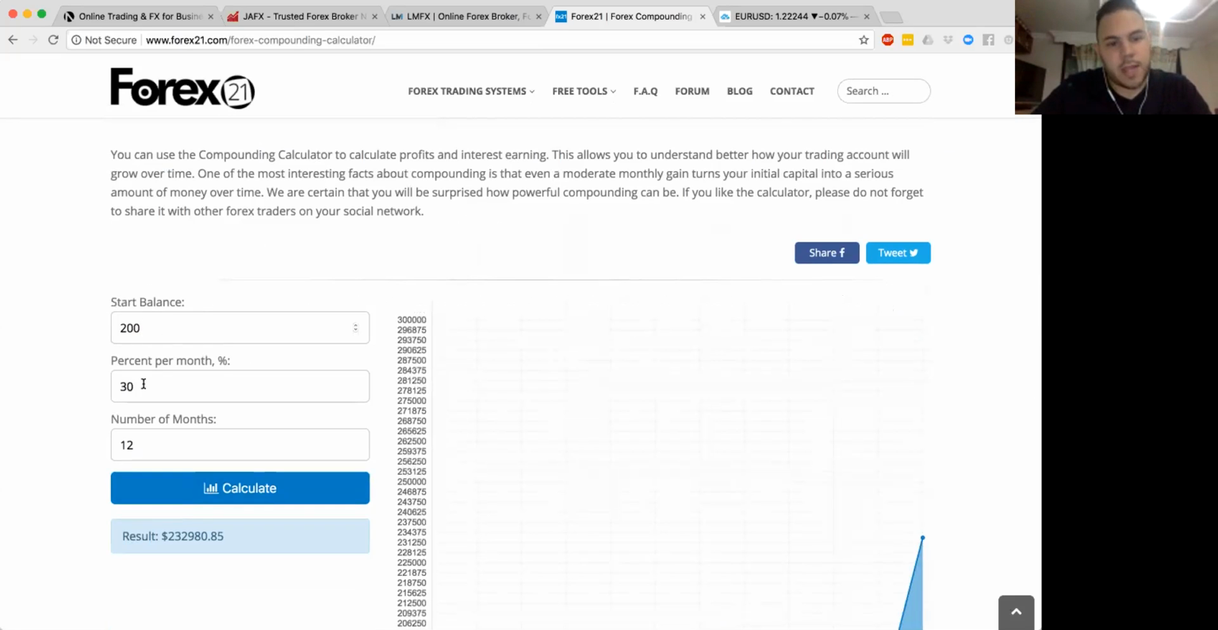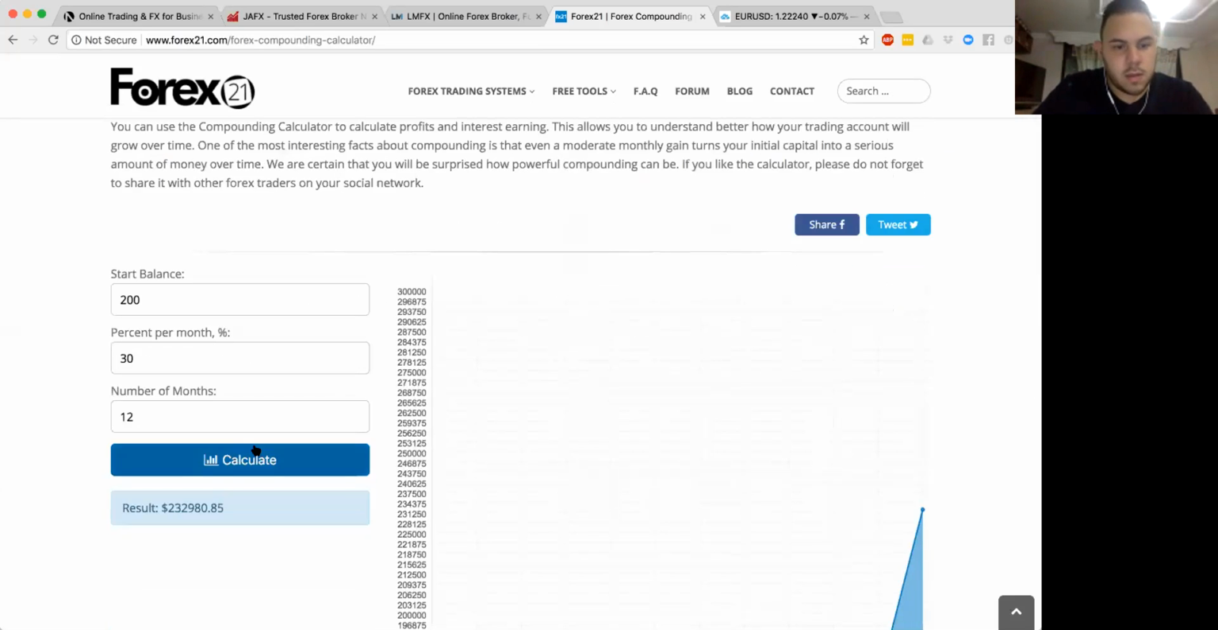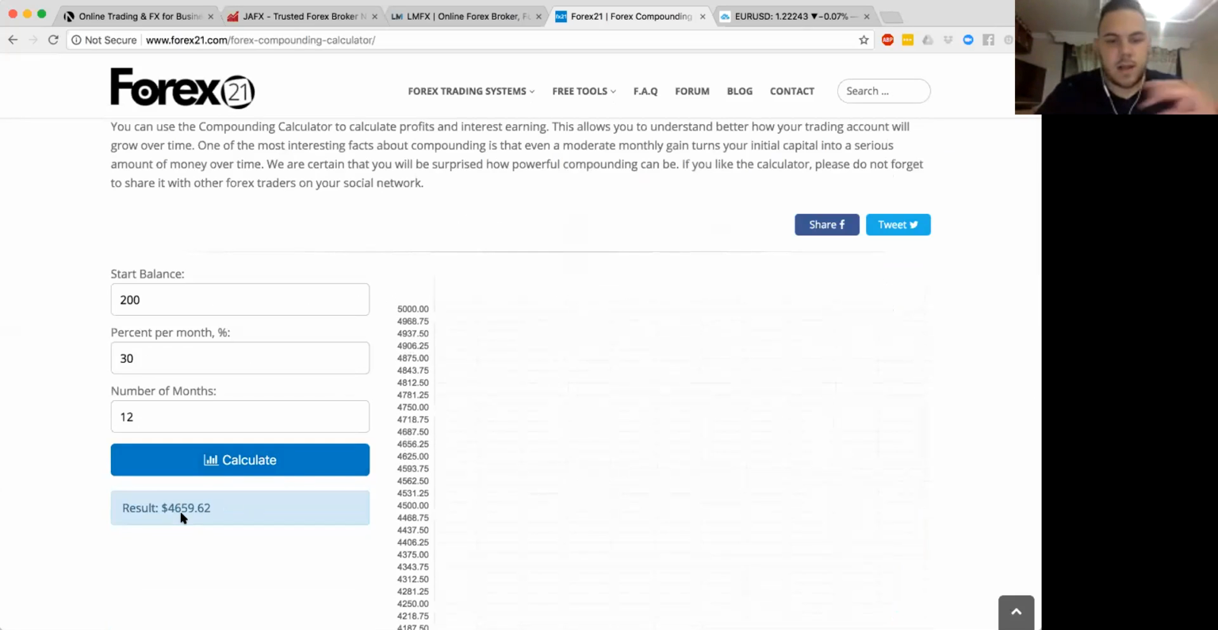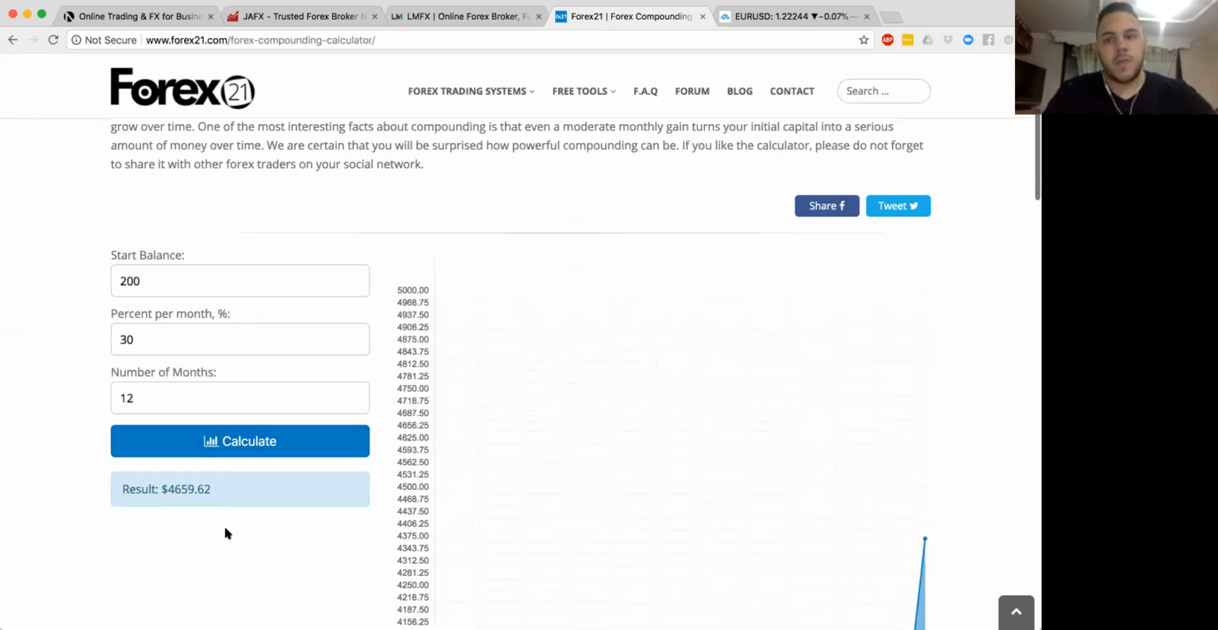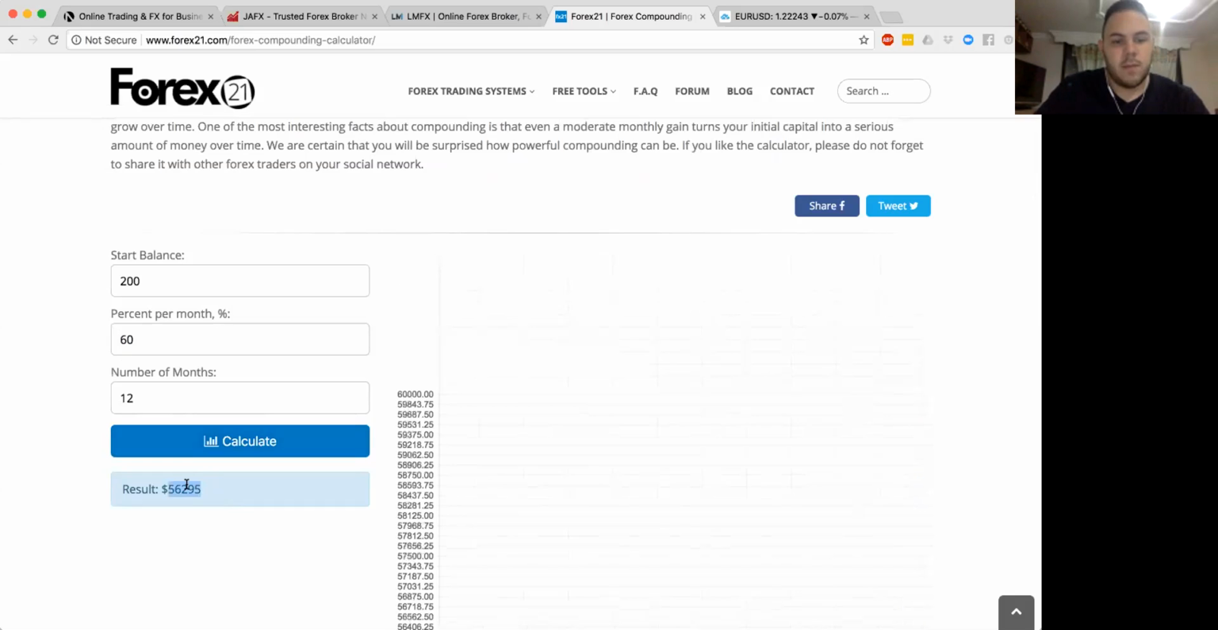And let's do 300 pips, which is 30%. So in 1 year, you can expect to have $4,600. But that's only doing 300 pips. You can do 500, 600 pips if you really pay attention to the Swipetrades. Let's say you do 600 pips a month. Now that's in 1 year, it'll be $5,000.